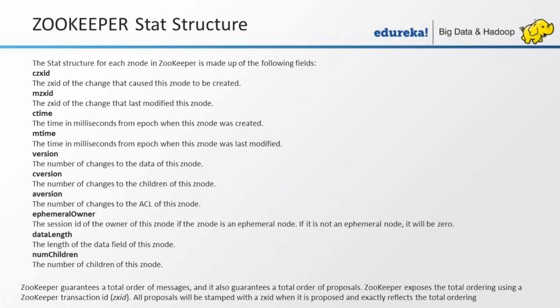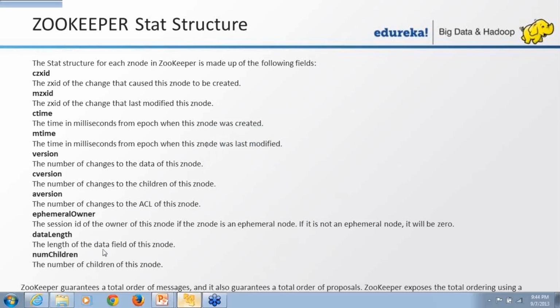When I created /RAJV, I said ephemeral node. So the number of changes to the data of this node. CVersion is the number of changes to the children of this ZNode. The number of changes to the access control list of this ZNode is AVersion. Ephemeral owner tells you whether it's an ephemeral node or not. Data length is the length of the data field of this ZNode.